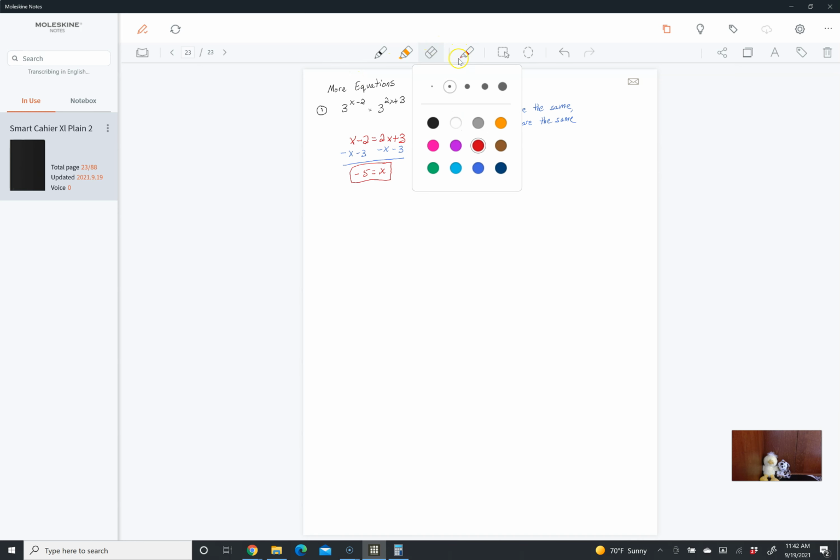Okay, let's complicate it just a little bit. Let's say instead of having the same base, we have 2 to the 3x is equal to 8 to the 2x plus 1. Okay, we have 2 methods here. Both methods work. The second method works all the time. The first method will not.